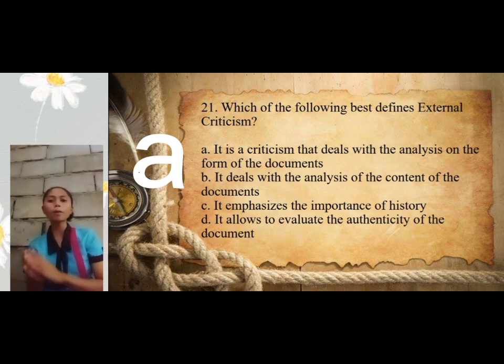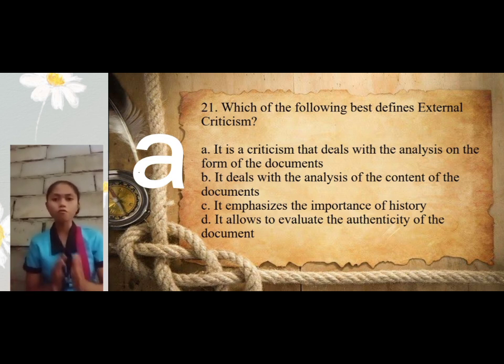So when we talk about external criticism, it is a criticism that deals with the analysis on the form of the documents. External criticism is the practice of verifying the authenticity of evidence by examining its physical characteristics, consistency with the historical characteristics of the time when it was produced, and the material used for the evidence. So when we talk about external, the keyword is form.